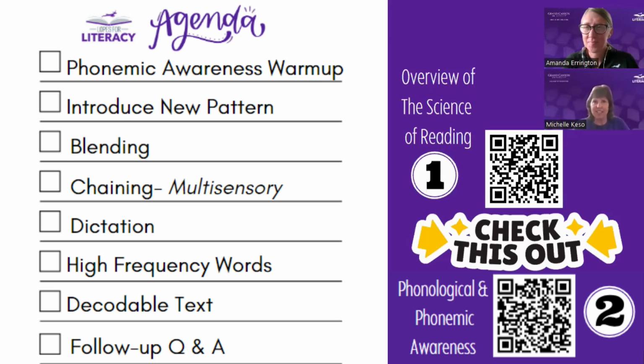In part 1 of our Science of Reading series, we provided an overview of the science of reading, including Scarborough's rope and the simple view of reading as the foundation of the series. In part 2, we focused on phonological and phonemic awareness instruction and its critical role in literacy instruction. The purpose of this video is to share the lesson components of an explicit, systematic, and multisensory phonics lesson. If you haven't seen our first 2 episodes, check out the QR codes on the slides.